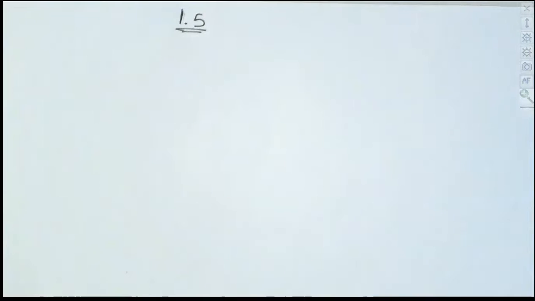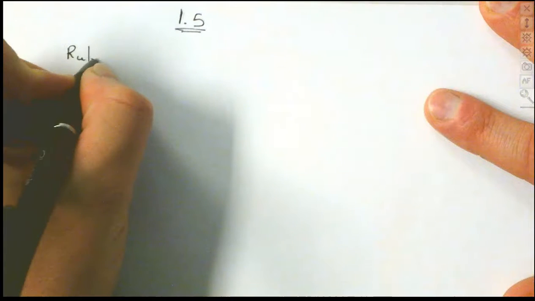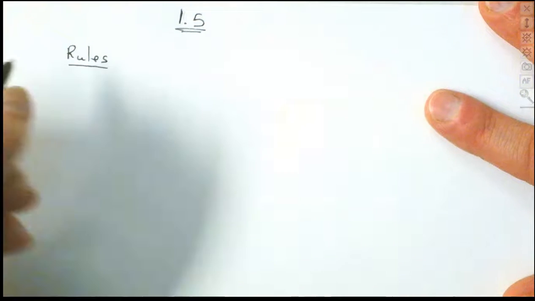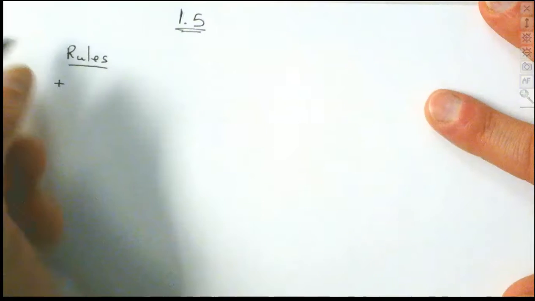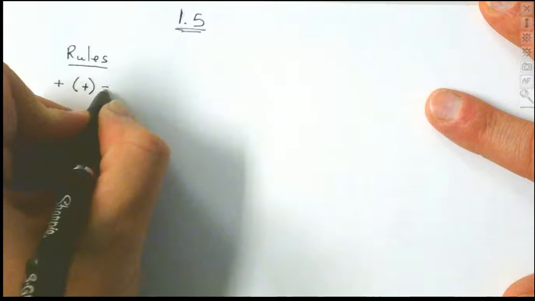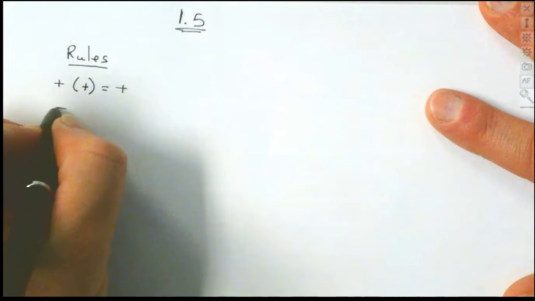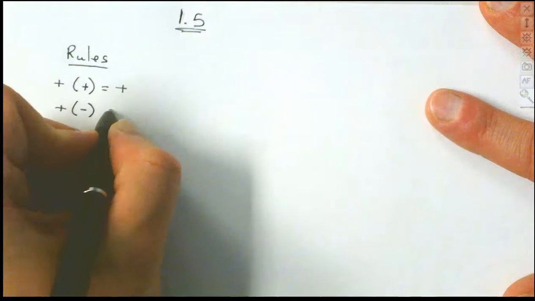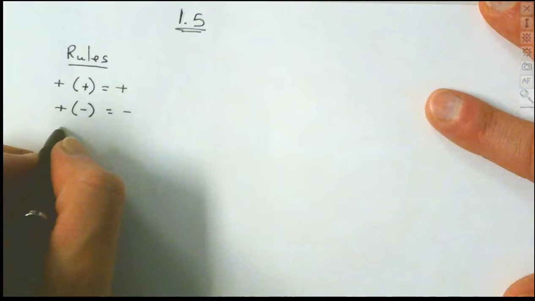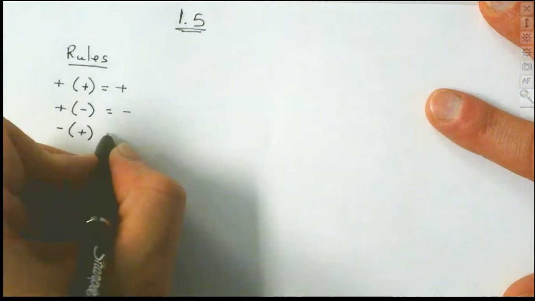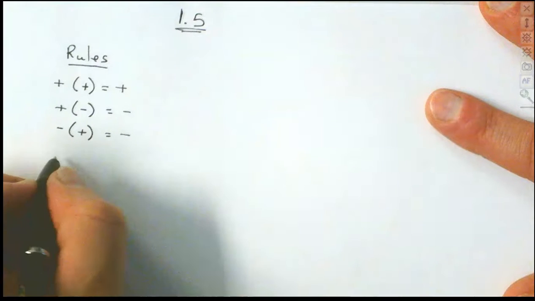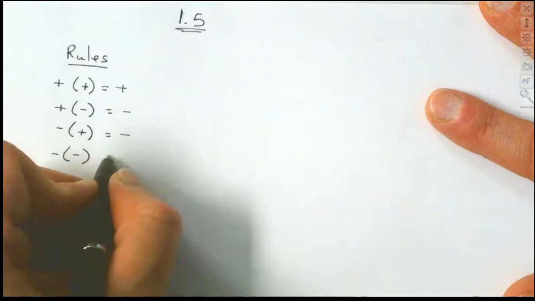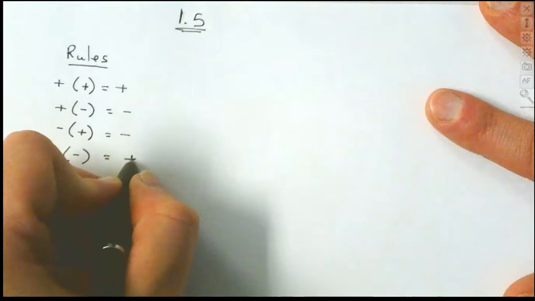Okay, so we're now going to look at 1.5, which is multiplying and dividing these signed numbers. So let's just review what we know so far. What we've learned so far for our rules is for multiplication. A positive number times a positive number stays positive. A positive number times a negative number is negative. Negative times a positive number is negative, right? And negative times a negative, when we multiply, makes it a positive.